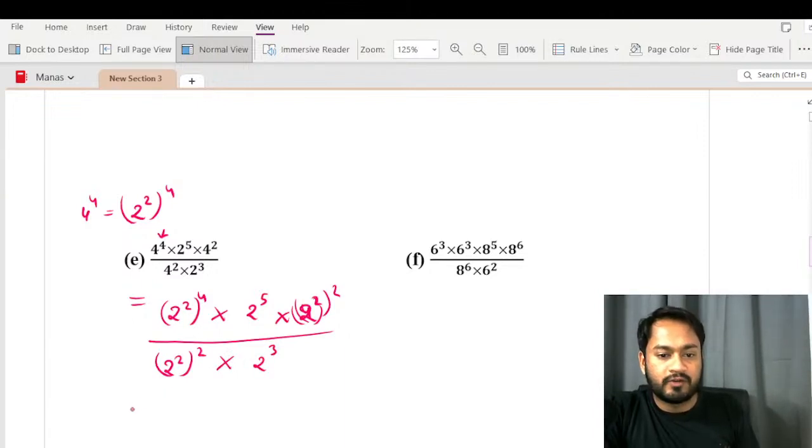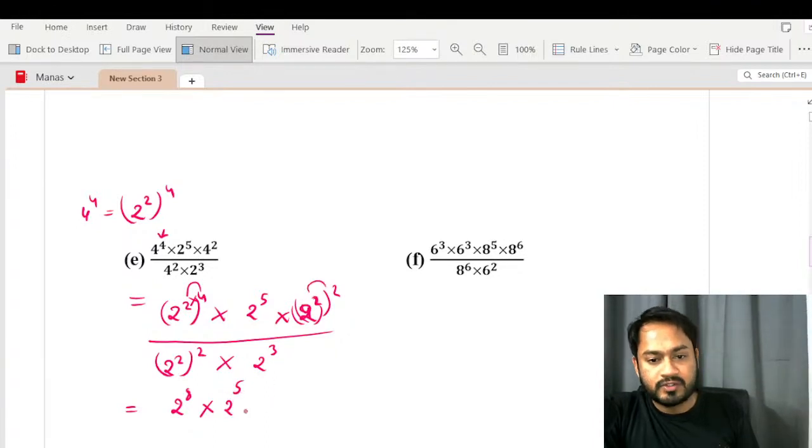I know this is somewhat difficult for you all, but still you can solve it. If you know the logic, you can do it easily. So 2 raised to power 2 multiplied by 4: these powers are multiplied together. 4 into 2 is 8, so this will become 2 raised to power 8, multiplied with 2 raised to power 5, and this 2 into 2 is 4, so multiplied with 2 raised to power 4.